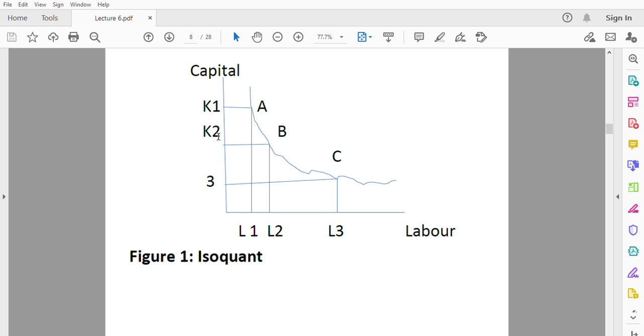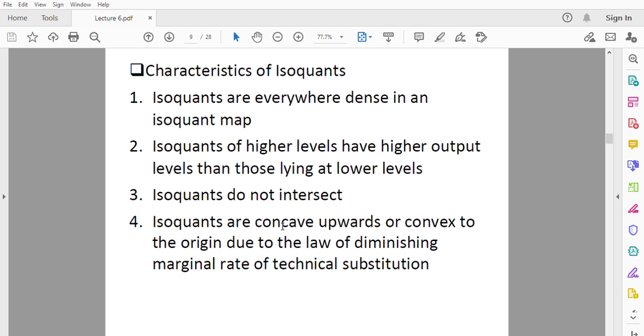Okay, what about if you employ less capital, say K2? If you reduce your capital, then that means you need to increase your labor in that regard. So this is an example of an isoquant. Okay, let's look at the characteristics of an isoquant.